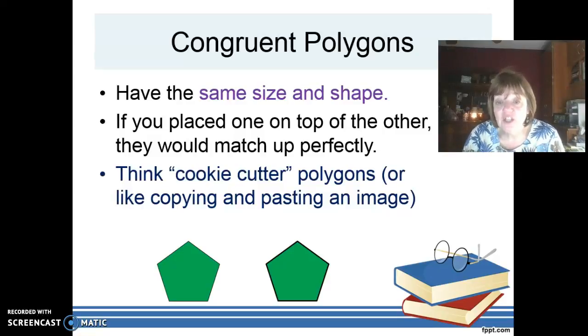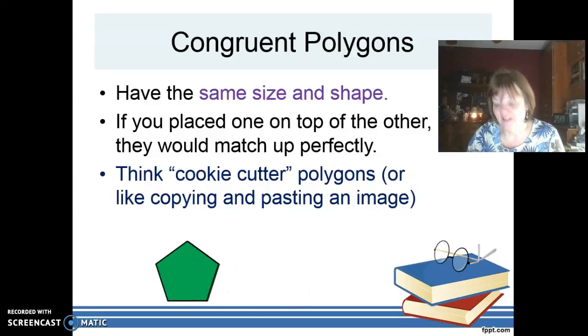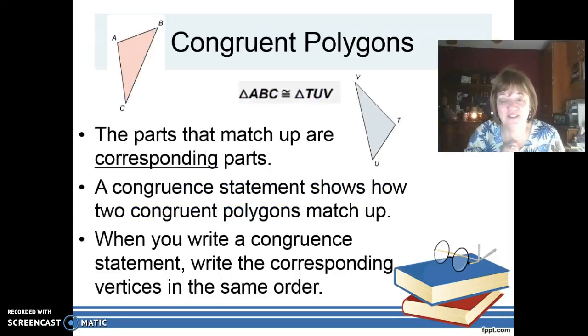So think about cookie cutters, or more like copying and pasting. And let's see if our two, what is that, pentagons, are matching up perfectly. Oh, looky there, they do. Isn't that special? Okay, so here's some more information about congruent polygons. The parts that match up are called corresponding parts. Ooh, corresponding, another word. We're going to have to make a list of these words, aren't we?